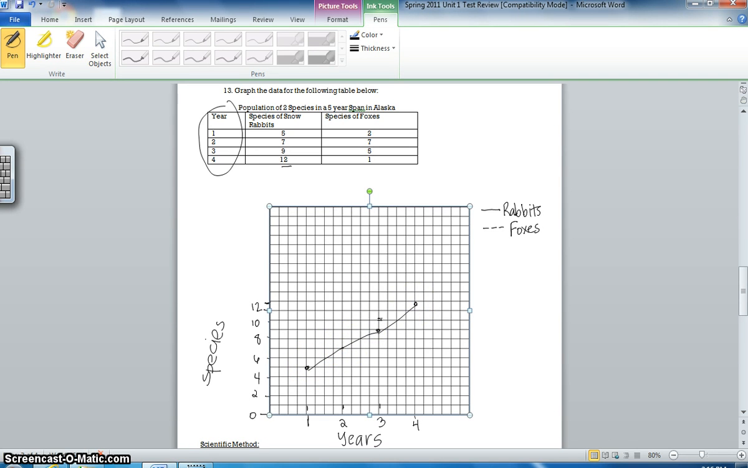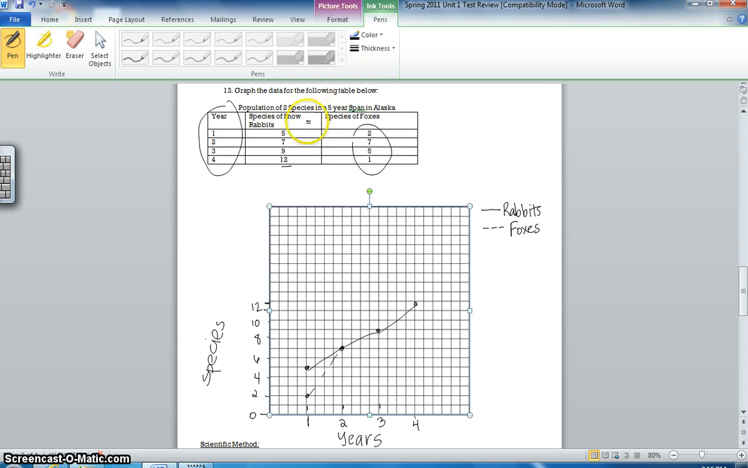Okay. And then you guys are going to want to do the foxes. Okay. So these are going to be done in a dotted line. So on year 1 we have 2. Year 2 we get 7. Okay. So you're going to dotted line that. Okay. And then you're just going to keep going and graph the whole thing.